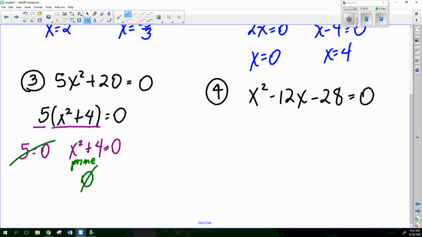Is there a GCF here? Nope. And this is a trinomial with a 1 in front, or you can say no number in front. So we should be able to do what I call normal unfold. And this is the kind of stuff you had on your quiz. All right, what's going to go in the front of each parenthesis? That's the easy part. And now I need to find a pair that multiplies to be negative 28 and adds up to be negative 12.